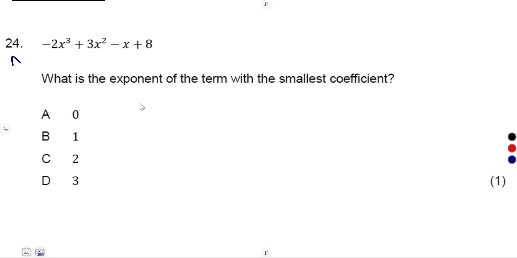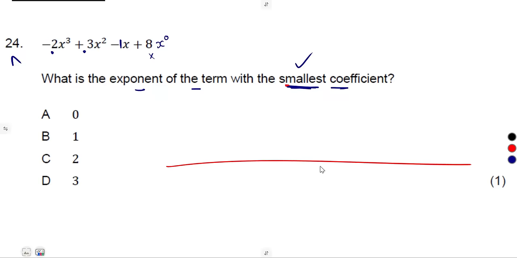Number 24: what is the exponent of the term with the smallest coefficient? The smallest number. So you test the coefficients. -2, +3, there is -1. We're talking about coefficients. This one is a constant, but it is the coefficient of x raised to the exponent of 0, if you have to write that. But they say the smallest, so you compare the numbers. Which one is the smallest? -2.